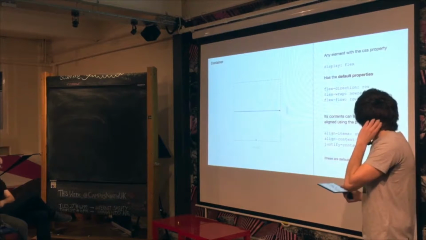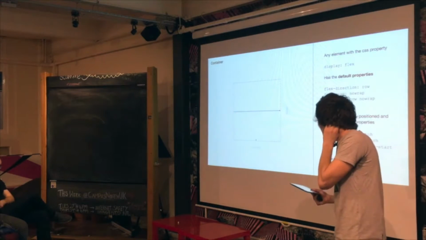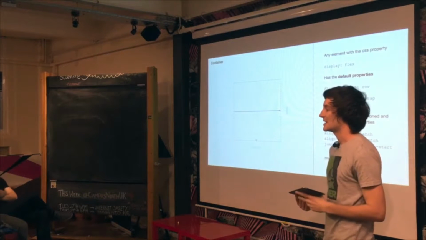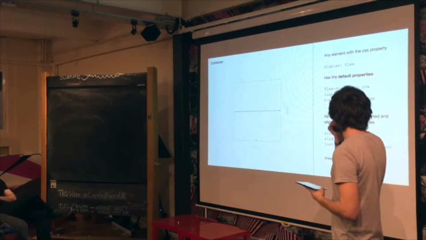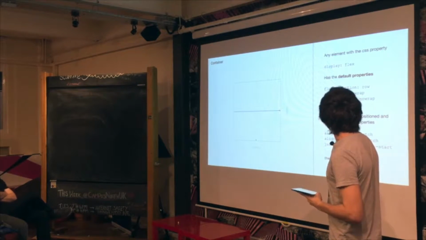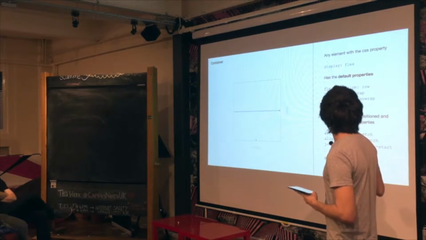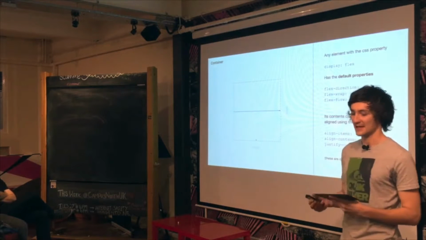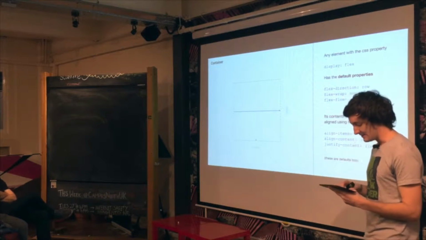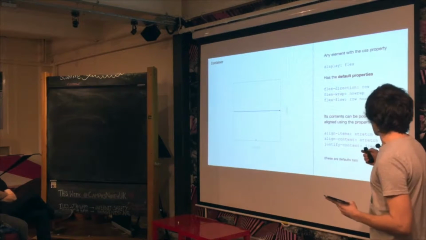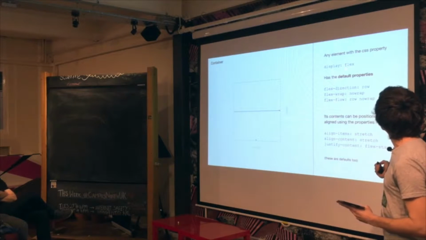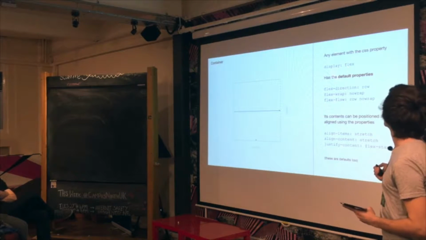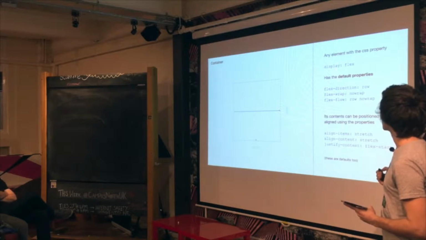I don't know if the text is a bit small on here, but this is a container. It's the outermost element. It's not very tough to comprehend. This is any element with the CSS property display: flex. So that's how you kick everything off. Now this property here is a lot more powerful than it looks. It's kind of the CSS property to rule all CSS properties.